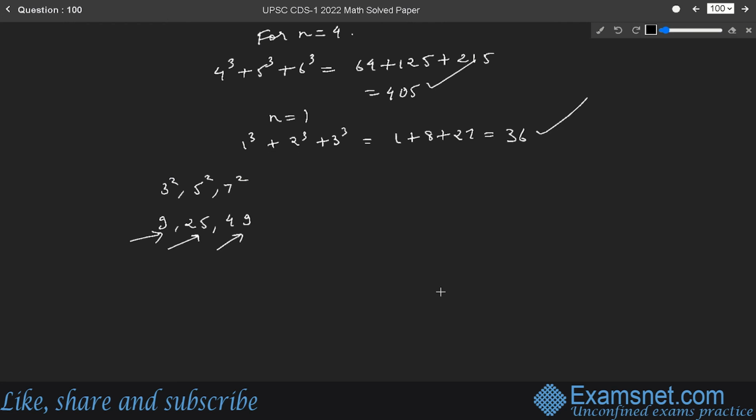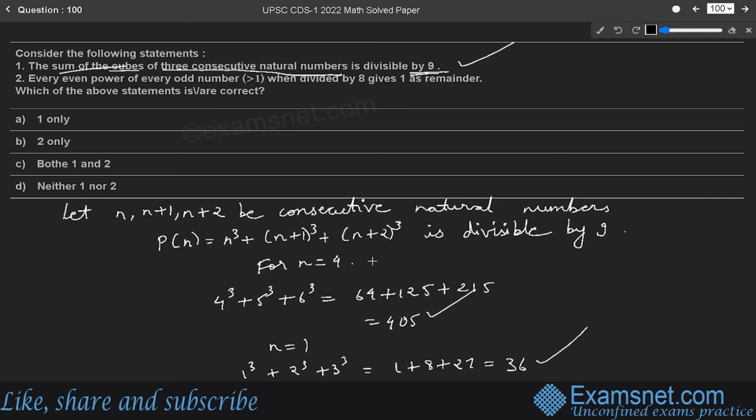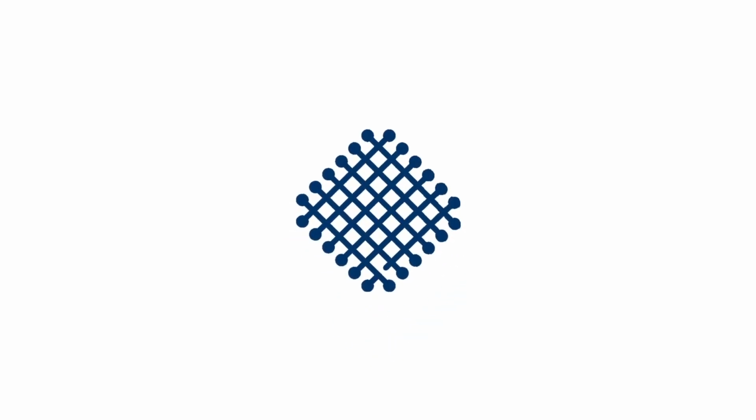Hence, we can say that statement 2 is also correct. So, both the statements are correct for this question. Therefore, the correct option will be option number C, both 1 and 2. So, I hope all these questions are clear to you, and all you need to remember is the basic concepts from every topic, because they are very important, and if you know the basic concept, every question will be very easy for you. And keep learning more, keep scoring high.